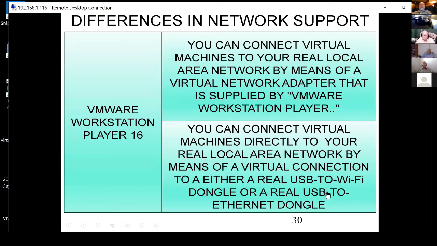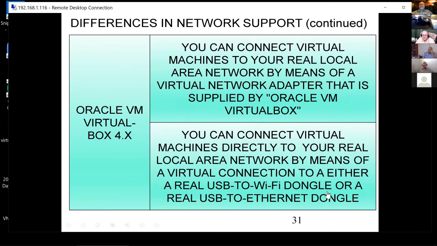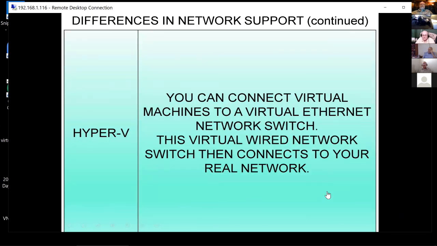Network support. Here's where all the virtual machine programs are slightly different. In VMware Workstation Player, you can attach a virtual network adapter, or you can use a virtual USB port to attach a real USB network device. Same for Oracle. On Hyper-V, you don't have those options. All you can do on Hyper-V is attach to one or more virtual Ethernet network switches, which are actually low-end routers. So keep that in mind.